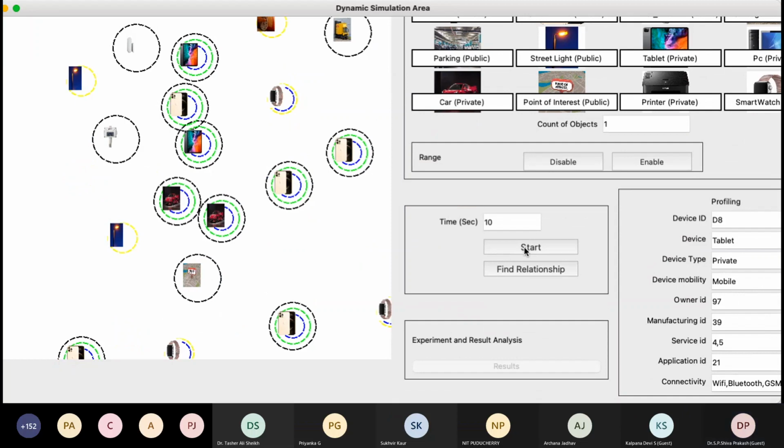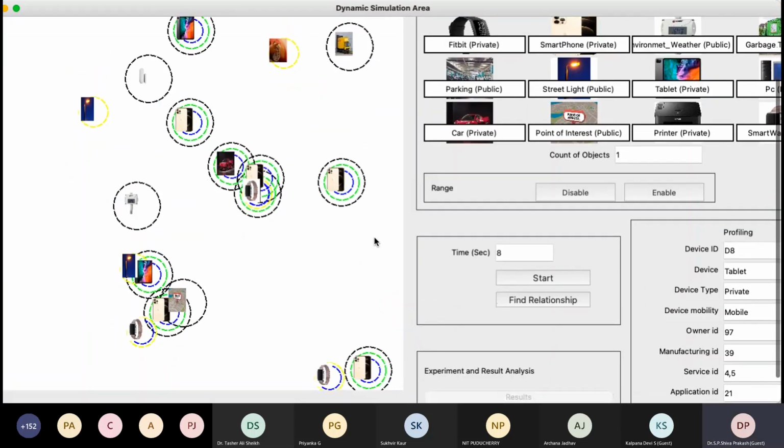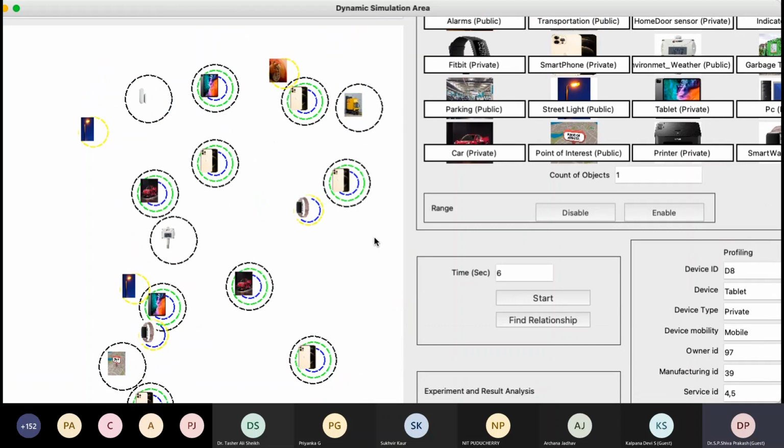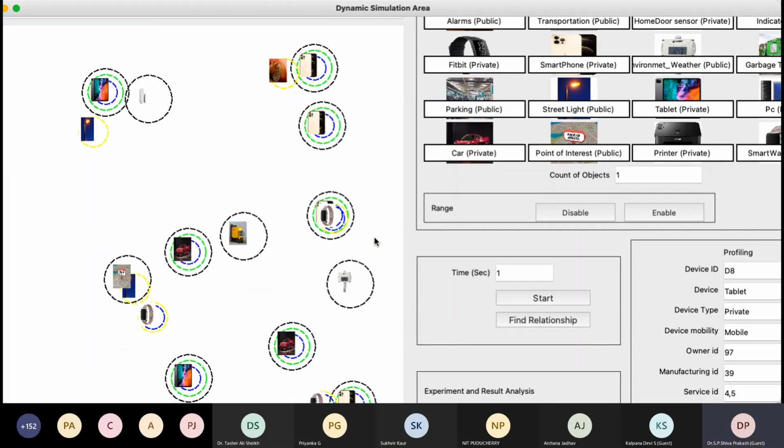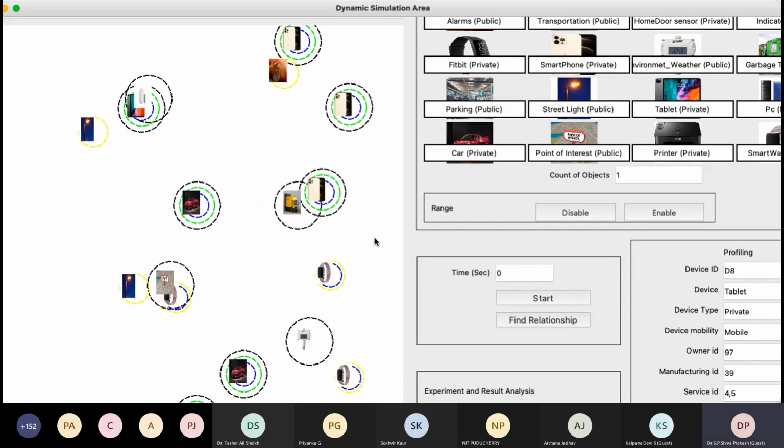Let me start this simulation. Please observe this. The mobile devices are moving. The static devices are constant. What we tried here is to change the distance. We made sure that in a realistic environment, the mobile devices change their positions while the static ones remain constant. We tried to simulate this.